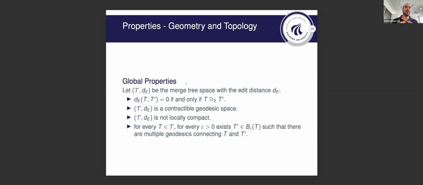This space behaves quite badly in every neighborhood of every tree. The dimension of the trees is unbounded, and this means that we lose completeness and also compactness, and uniqueness of geodesics is an issue everywhere.